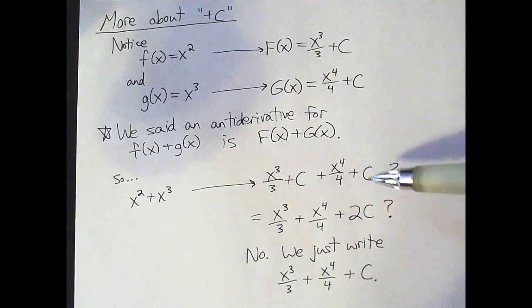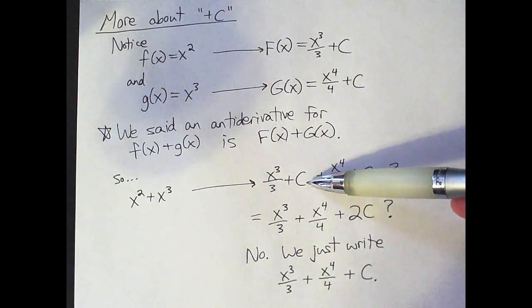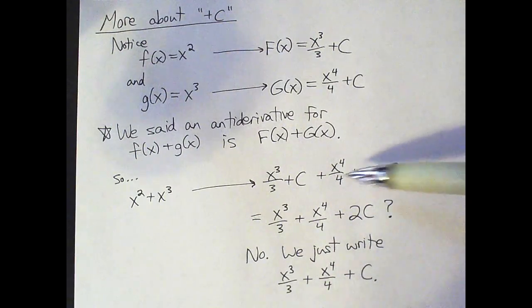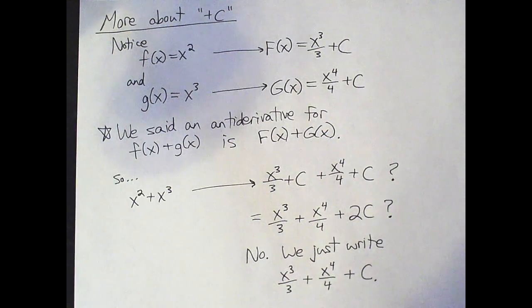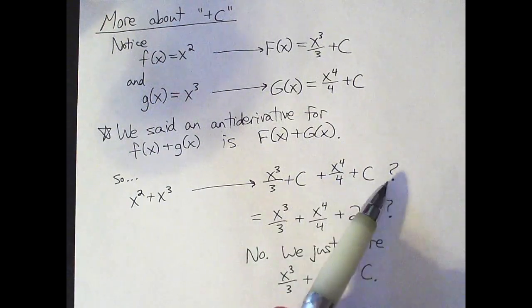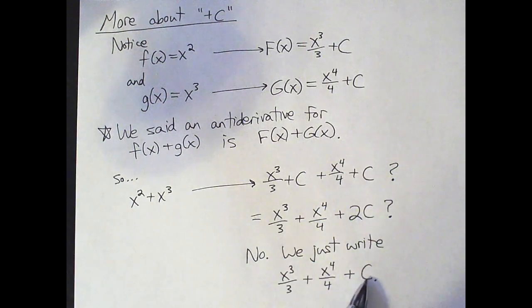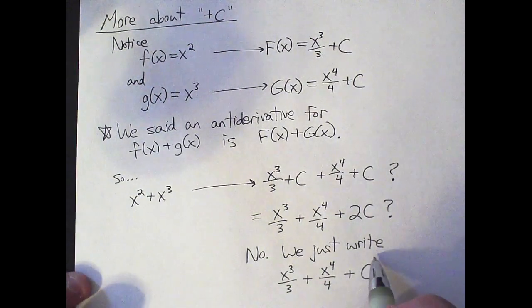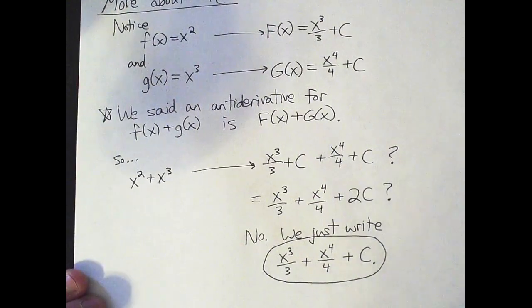So maybe instead of merging them together to 2c, maybe I should have thought of one of them as c1 and the other as c2, because they might be different numbers. Maybe it's a plus 5 and a plus 7, but the point is we could just write it much simpler as plus 12. So no matter what these constants are, they're any real numbers, they can always be merged together into one real number. And in fact, it's preferred to write it this way because this is simpler. So we prefer to just write plus c once.